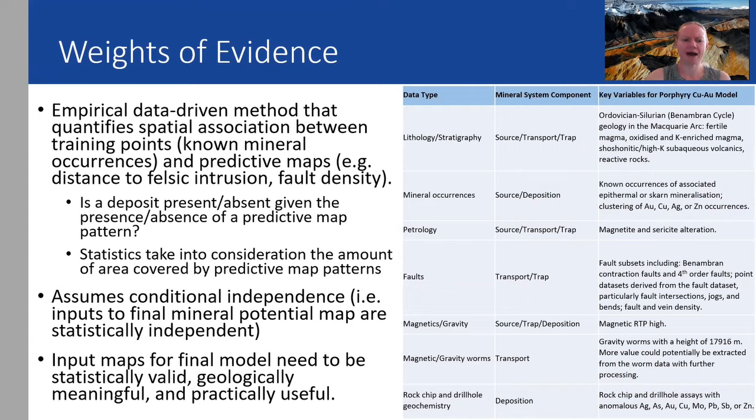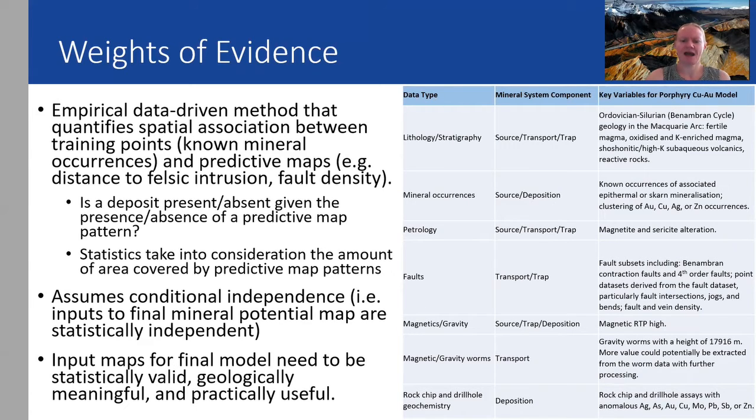So the input maps for the final model need to be statistically valid. They need to be geologically meaningful in terms of the mineral system being modelled, so no ridiculously huge buffers on things. And they also need to be practically useful in terms of helping us to reduce our exploration search space. So if a predictive map pattern covers 90% of our study area, are you better off just throwing a dart at the map?